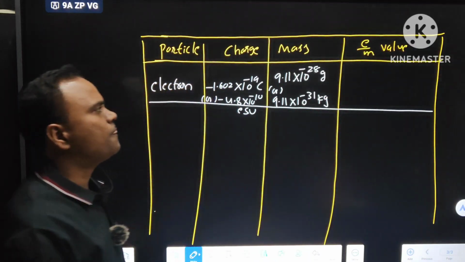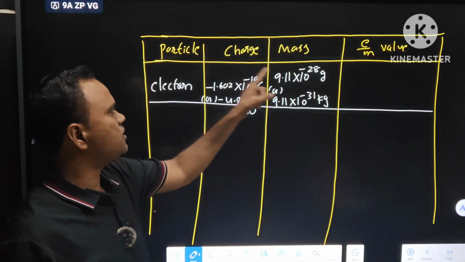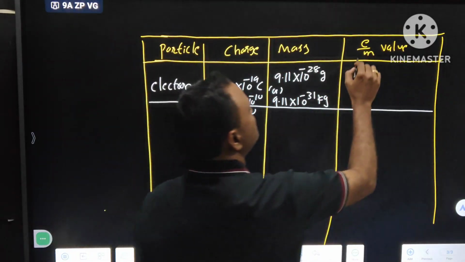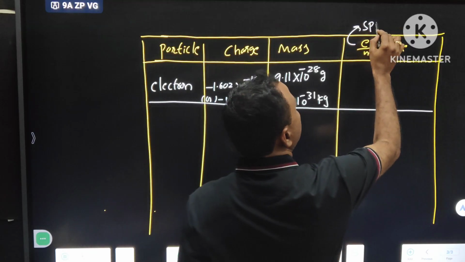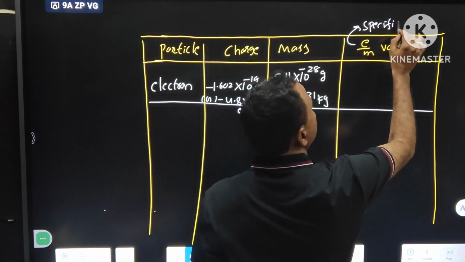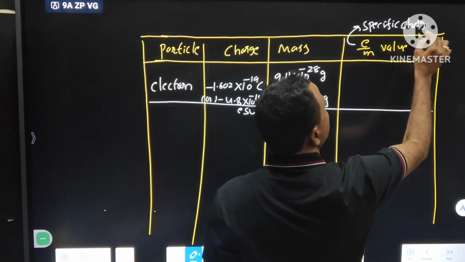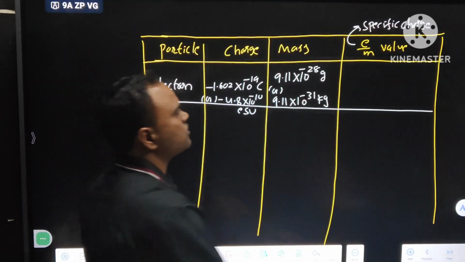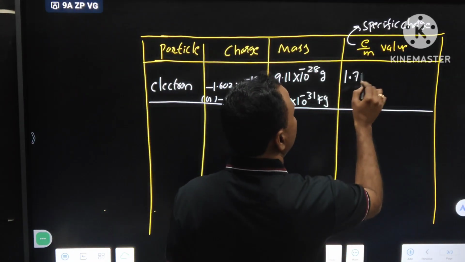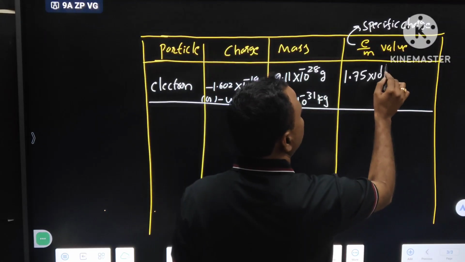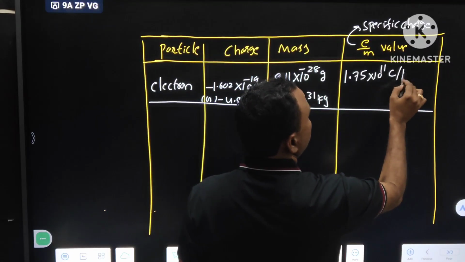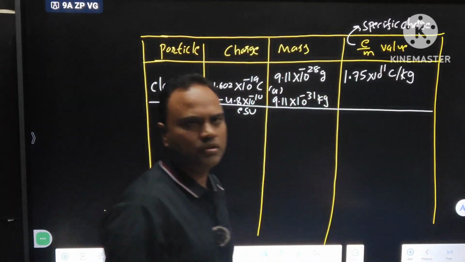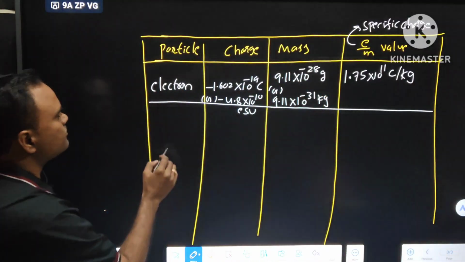E by m value means, we know charge and we know mass, so charge to mass ratio. This is also called specific charge. What is its value? 1.75 into 10 to the power of 11 coulomb per kg. These values are very, very important. You have to learn all these values by heart.